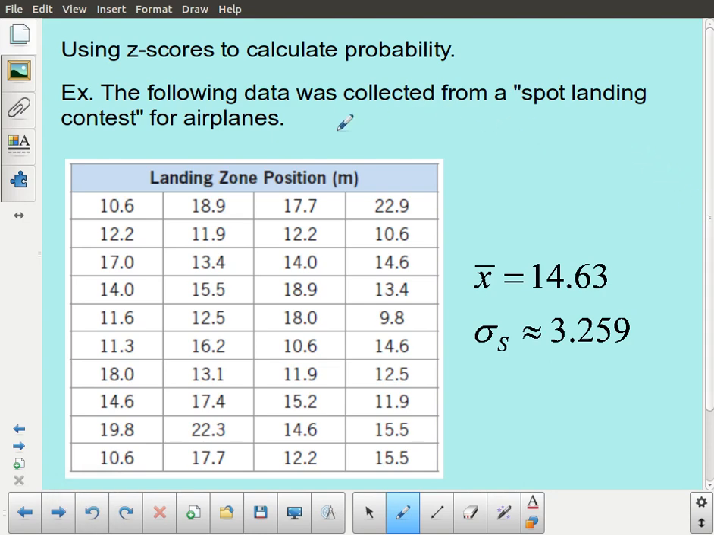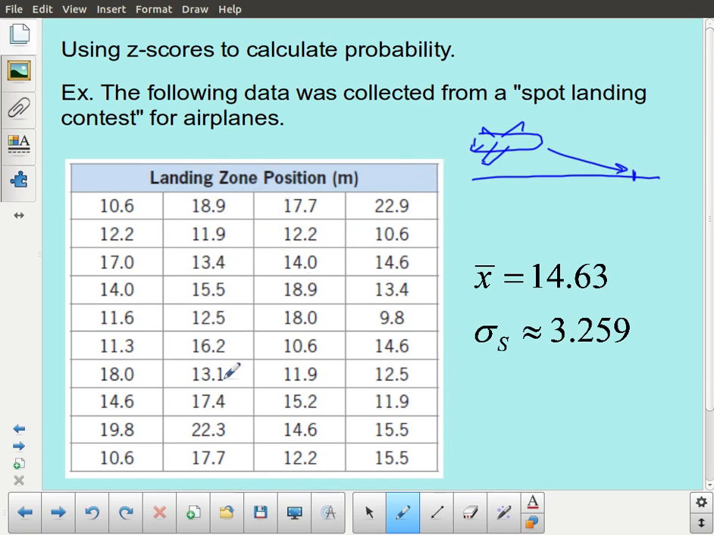Okay, so I've got some experimental data here, and I pulled this data from a textbook or from an online source. The idea is planes have been instructed to land at a specific location on a runway, and you're testing how precise the pilots can be in flying the plane to that spot on the runway. So how close can they touch down to that spot? And this data tells you where they landed.